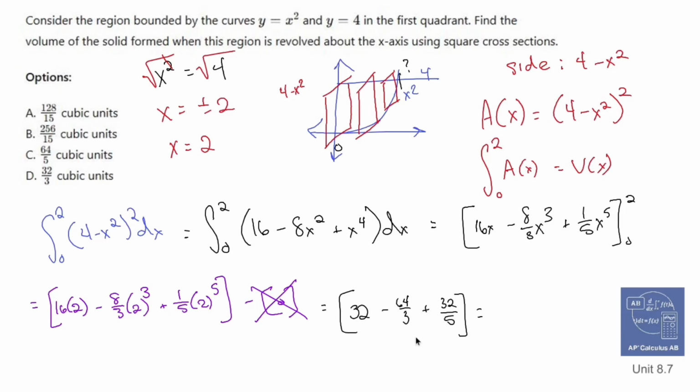So I have 3 fractions in here. Common denominator is going to be 15. So multiplying 32 by 15 is going to get you 480 over 15. Multiplying 64 by 5 is going to be 320 over 15. And multiplying 32 by 3 is 96 over 15.